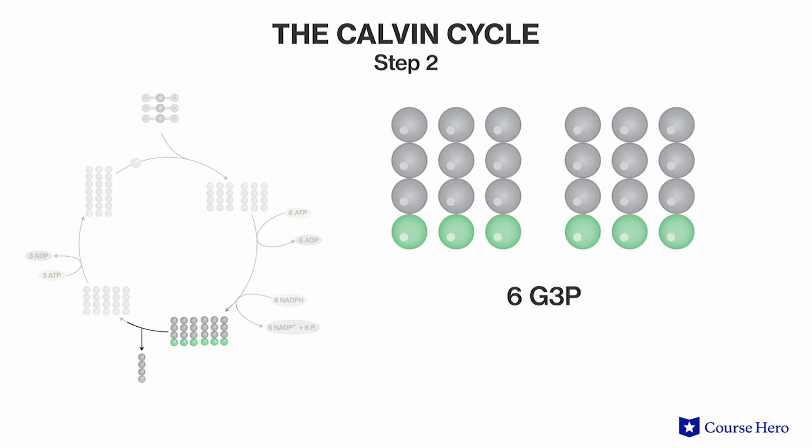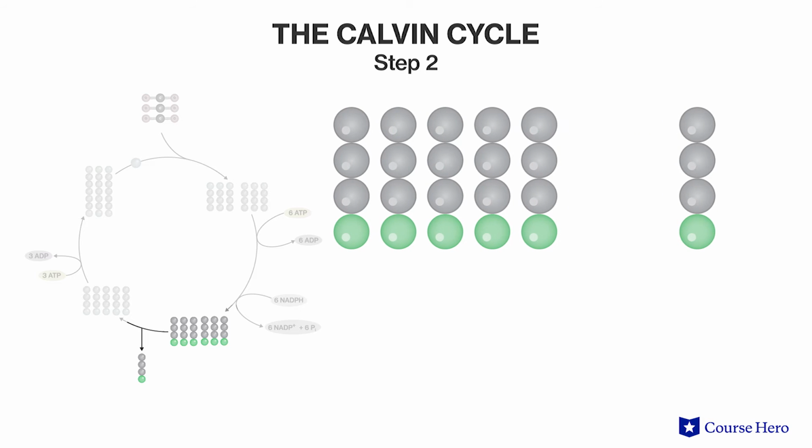5 of these G3P molecules will be recycled into RuBP in the next step. Only 1 molecule leaves the cycle, resulting in a net production of 1 G3P for every turn of the cycle. So it takes 6 turns to produce a single molecule of glucose.